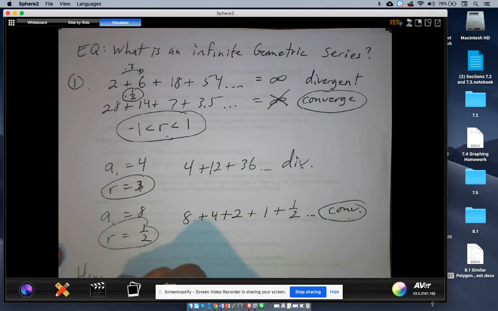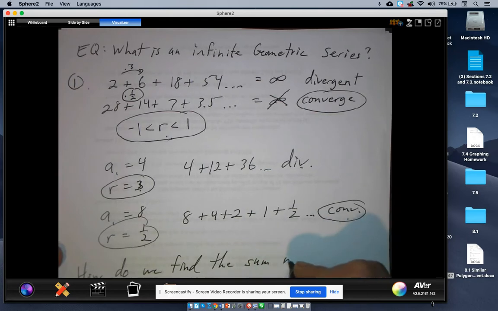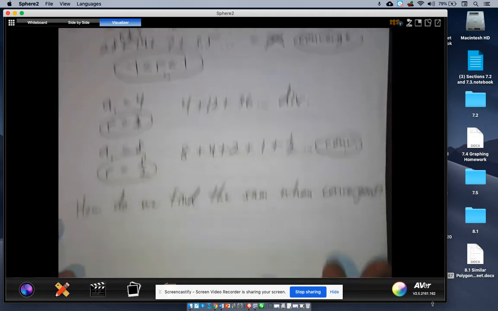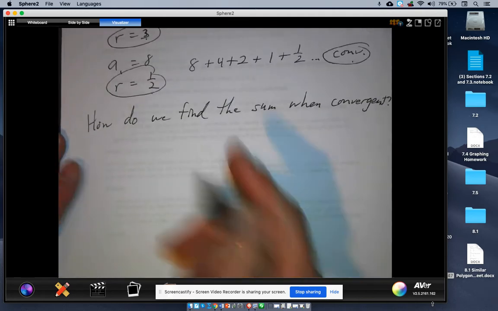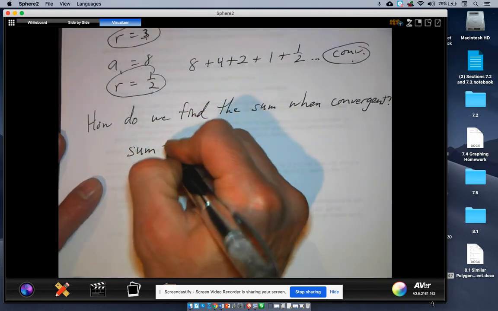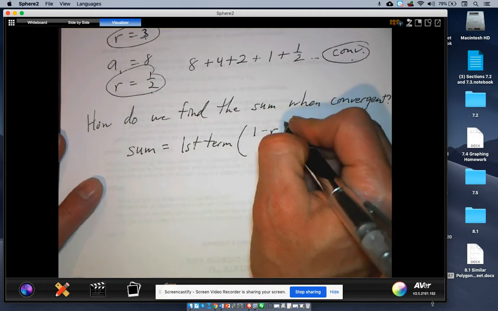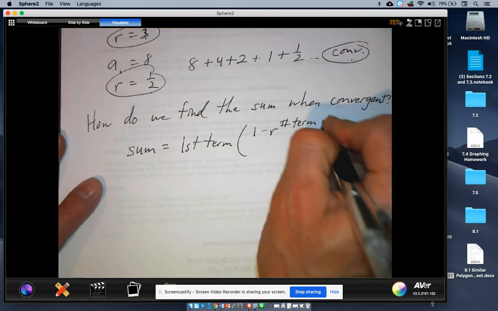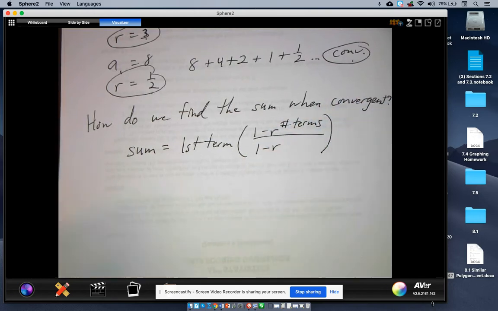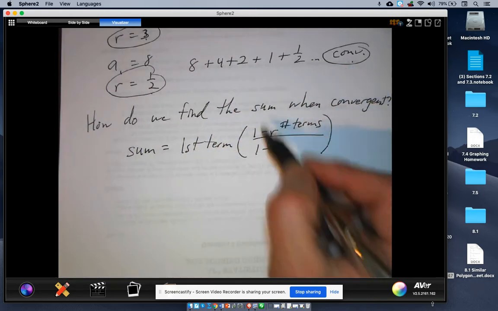So how do we find the sum when it's convergent? All right, so that's our next question. How do we find the sum when it converges? Well, yesterday I taught you to take the first term, multiply by 1 minus r to the number of terms, over 1 minus r. So that was what I told you to do. And we're going to use that formula to figure out what happens when there's infinitely many terms. Those terms keep going forever and ever and ever, keep adding, adding, adding. Okay, so let's do that.